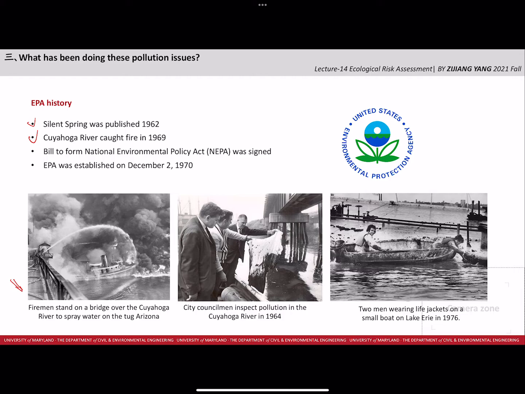And then the National Environmental Policy Act was signed. And finally, EPA was established about 50 years ago. And in that year, I was negative 20-something years old. I was very young. And here are some pictures of the contaminated river.